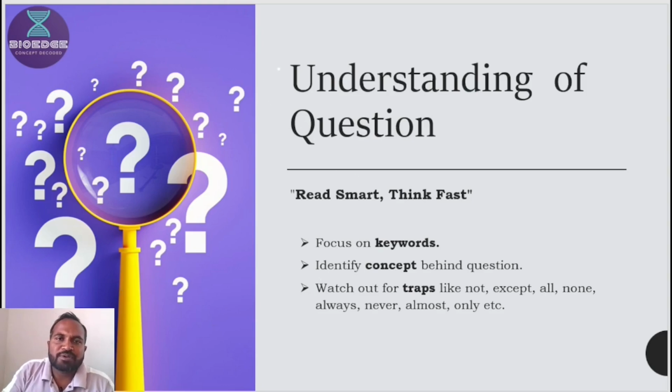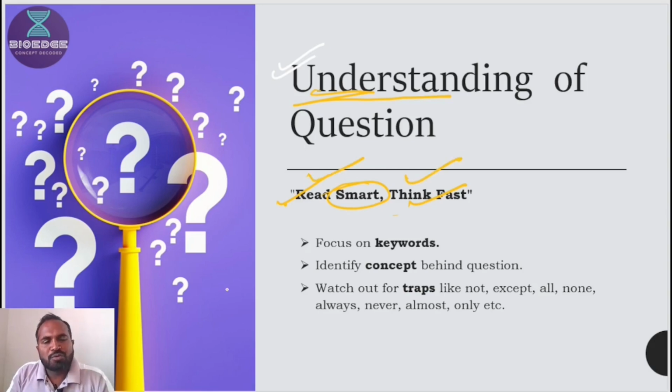Then next, understanding of questions. The most important first step of this strategy is the understanding of the question. Why is there a need for understanding of questions? Without understanding the question you cannot move, you cannot choose any option of the MCQs. So understanding of questions requires reading, and how should this reading be done? Smart reading. What is meant by smart reading will be discussed here. And thinking fast. So understanding of questions requires reading fast as well as thinking fast.